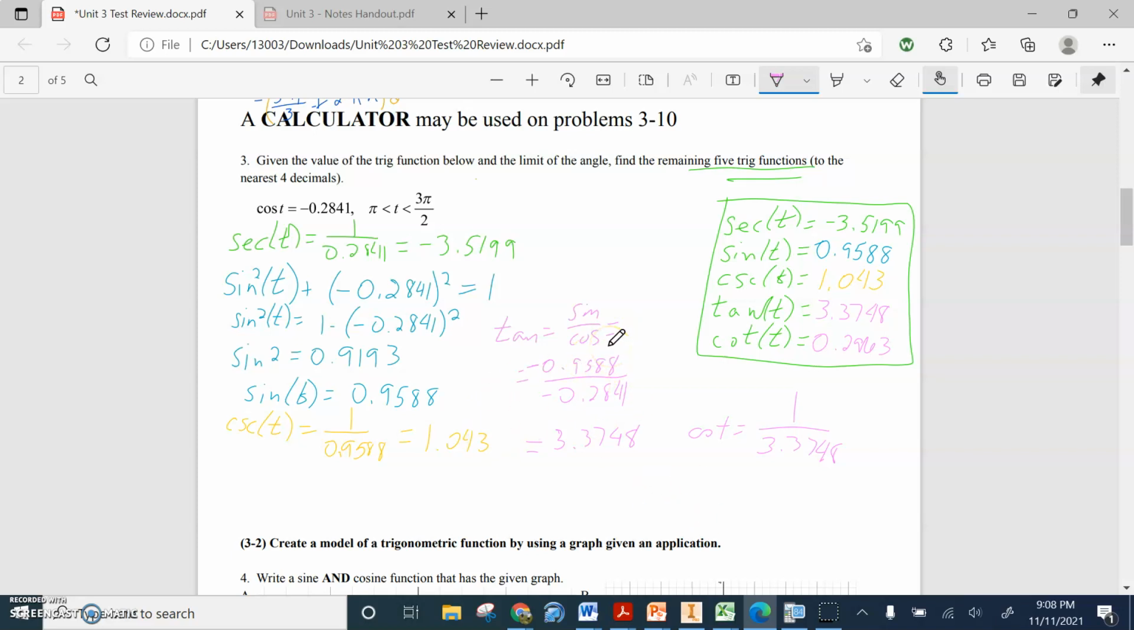The sine has to be negative in my answer key, also creating a cosecant of negative. But the reason sine's negative is we're in quadrant 3, and that's the y value. Y value in 3 is negative. So your sine value is negative 0.9588, creating a cosecant of negative 1.043. Your tangent values do stay positive, and we already had secant negative.